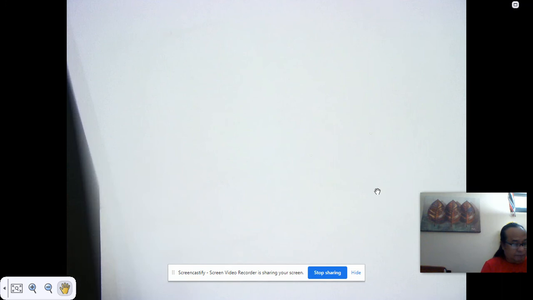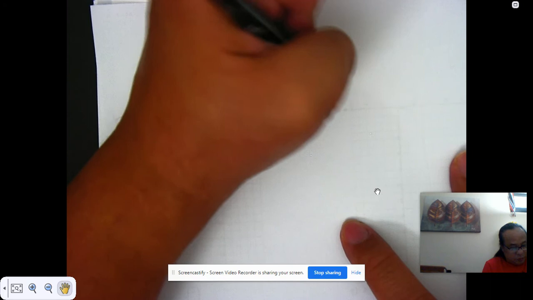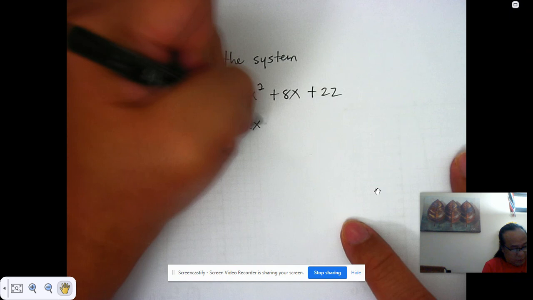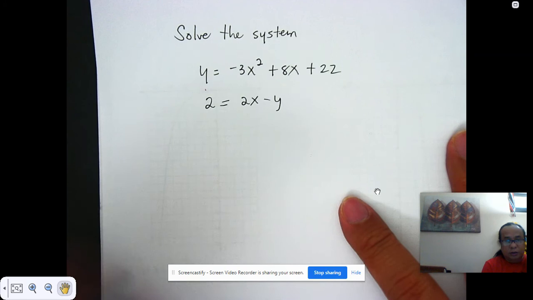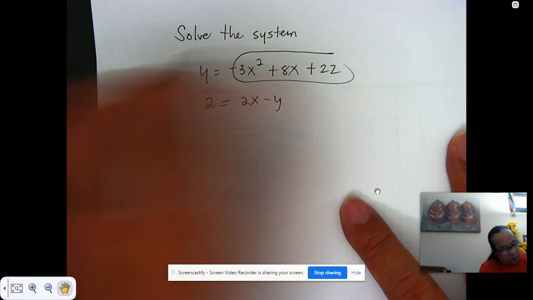So suppose you have now solved the system. Okay, so you're going to solve the system y equals negative 3x squared plus 8x plus 22, okay? And then 2x minus y equals 2. Okay. Now, in order for you to solve this, you need to express y in terms of x. Okay, so which means you know that this whole thing is equal to y. So I can plug it in here, right?